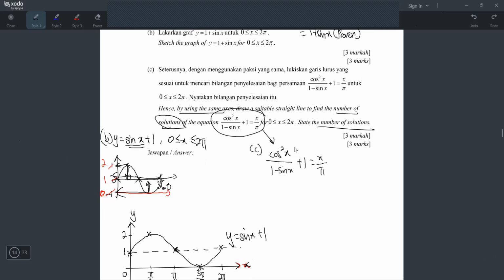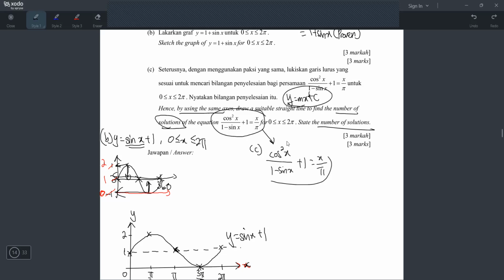Okay, but before we draw the straight line, we cannot just simply draw like that. We have to make sure we find the coordinates of the straight line. We have to find some coordinates. And in order to find coordinates of the straight line, we need the equation of the straight line. And the equation of a straight line will be y equals mx plus c, right?